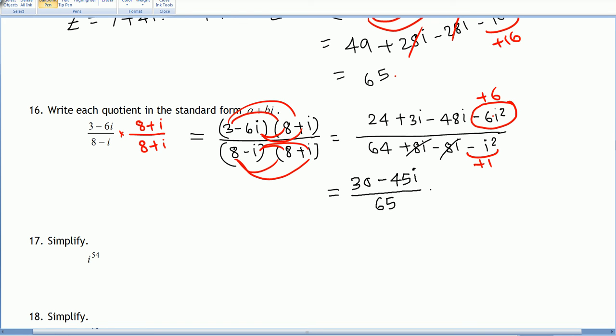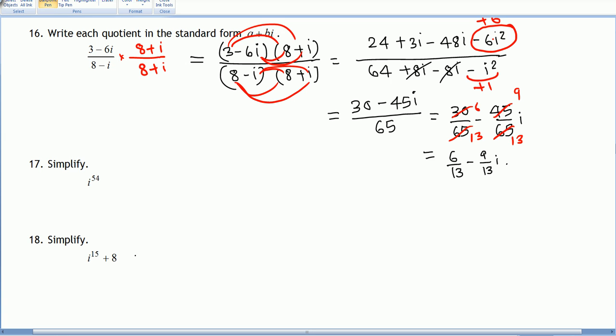Now we need to write this in the standard form, so separate into two fractions. So 30 over 65 minus 45 over 65 i. Now we need to put them in lowest terms. 5 divides 30 six times, 5 goes into 65 thirteen times, 5 goes into 45 nine times, 5 goes into 65 thirteen times. So we get 6 over 13 minus 9 over 13 i, just to put it in the form a plus bi.